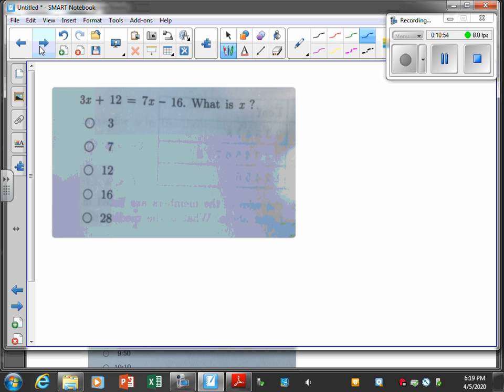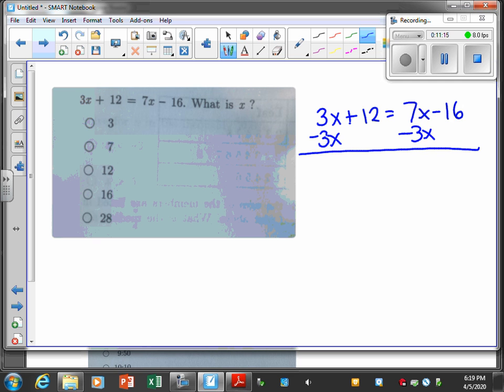Okay, this just looks like a solve an equation problem. 3x plus 12 is equal to 7x minus 16. First thing you want to do is get all x's on the same side. So if this is 3x, I subtract 3x. Whatever you do to one side, do to the other. So you want to line up all the x's. When you move it from one side of the equal sign to the other, you do the opposite sign.